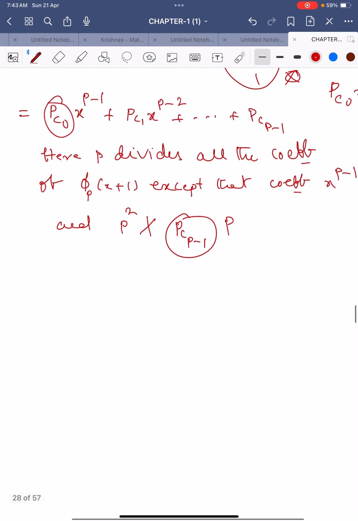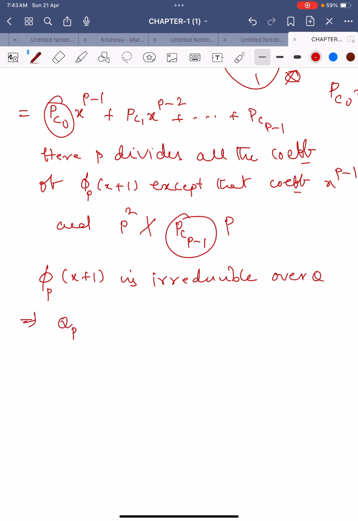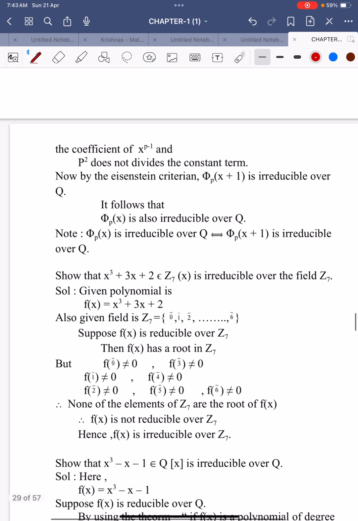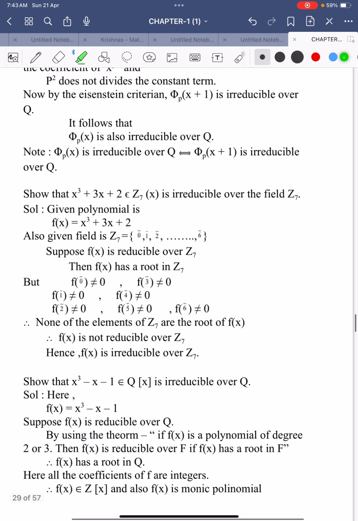By applying the Eisenstein criterion, phi p of x plus 1 is irreducible over Q. If phi p of x plus 1 is irreducible over Q, then obviously phi p of x is also irreducible over capital Q. This completes the solution of our problem. Remember that this problem is very, very important for examination also. So there is an important note: phi p of x is irreducible over Q implies and is implied by phi p of x plus 1 being irreducible over Q. Let us go for the next problem.